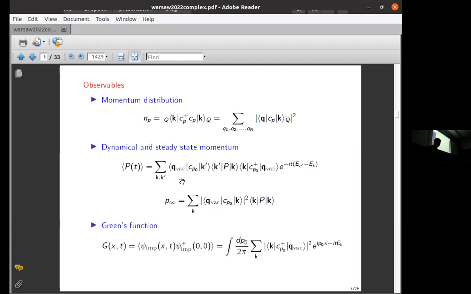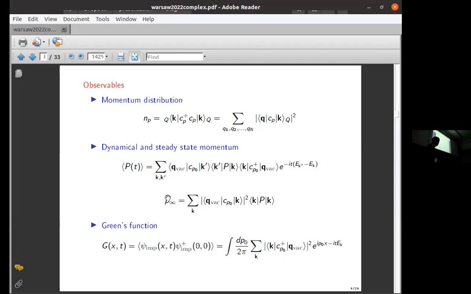And then what can we do with these form factors? Well, we can compute the momentum distribution function, just considering c dagger c of the impurity in some eigenstate. Then we introduce the resolution of unity with the free gas, and then we have to perform the sum. The same goes for the average momentum of the impurity, injected at the initial moment of time with some momentum, and then propagating through the system.